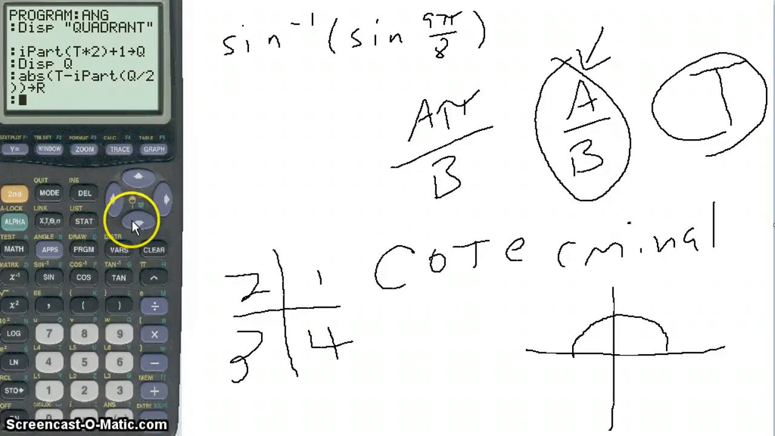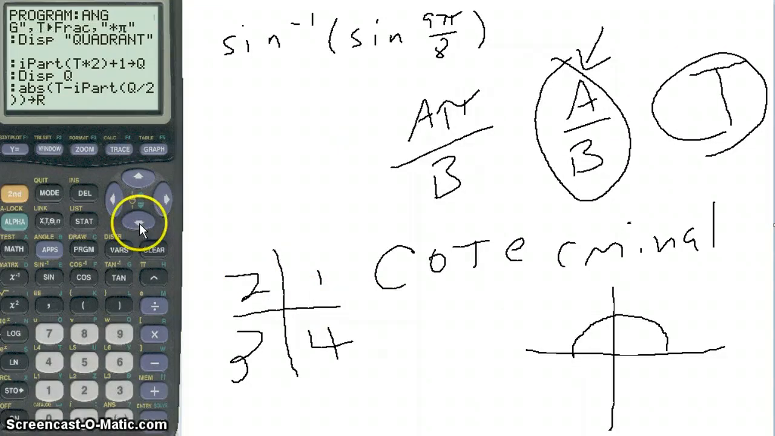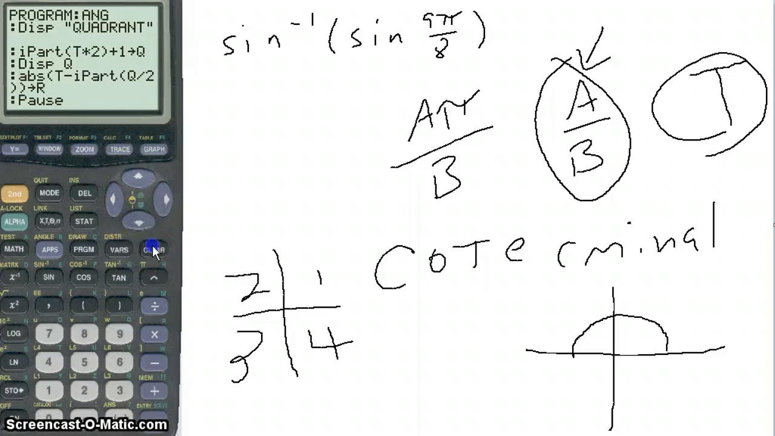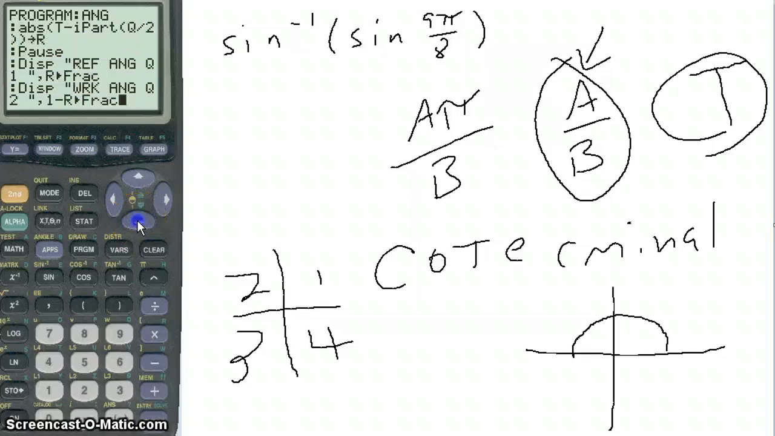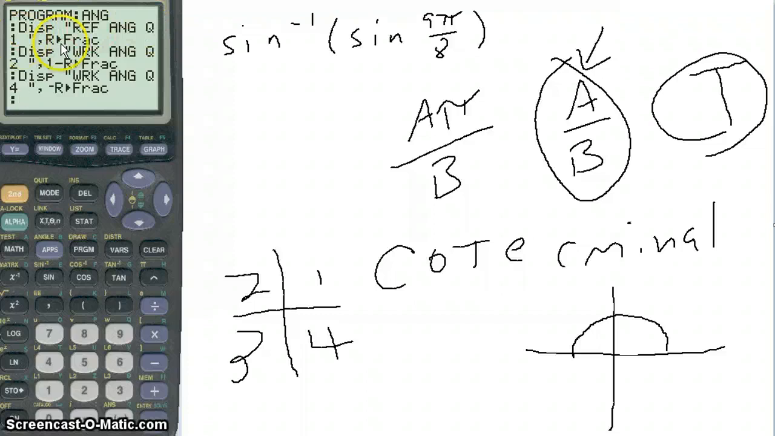So all you need to do now is display the reference angle as well as the two working angles in the two quadrants. You have the absolute value; we just did that. The line that said pause, you're going to find in the program control menu, pause, that's 8. The rest of these lines you can type in yourself. Display the reference angle in quadrant 1, which is just r as a fraction. The working angle in quadrant 2 is 1 minus r as a fraction. And the working angle in quadrant 4 is the opposite of r, where r is your reference angle.